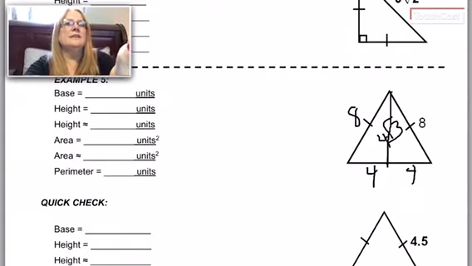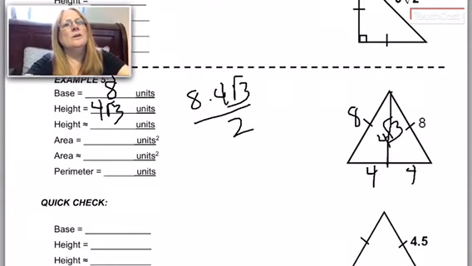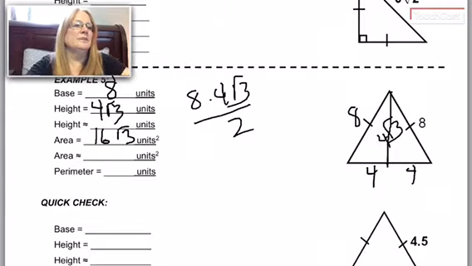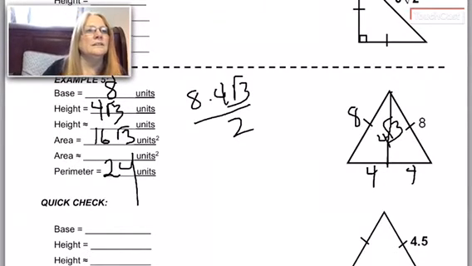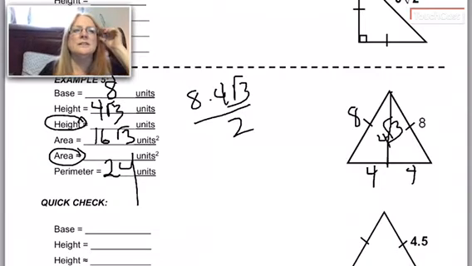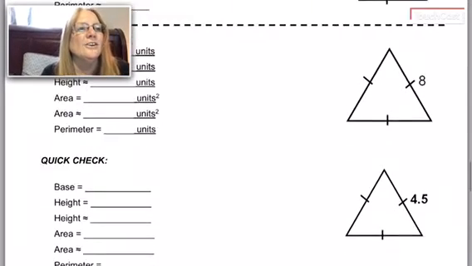And so the base is 8, the height is 4 times the square root of 3, and the area is 8 times 4 times the square root of 3, divided by 2. So 16 square root of 3. And then the perimeter: there are 3 sides, they're all 8, so it's 24. Then you can get your approximate answers for these in the calculator. I'm going to go ahead and skip that for now because our videos are getting long.